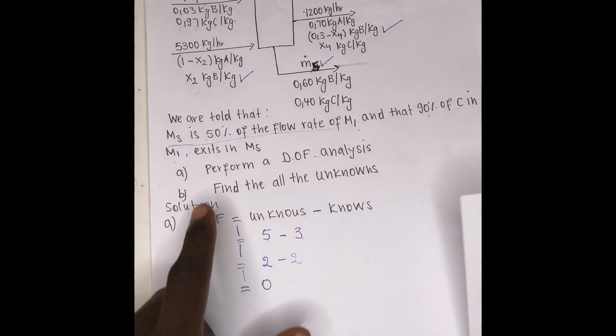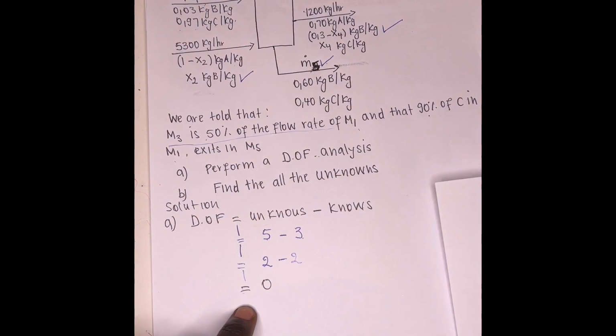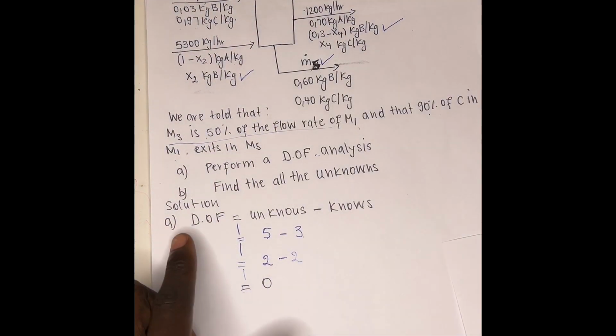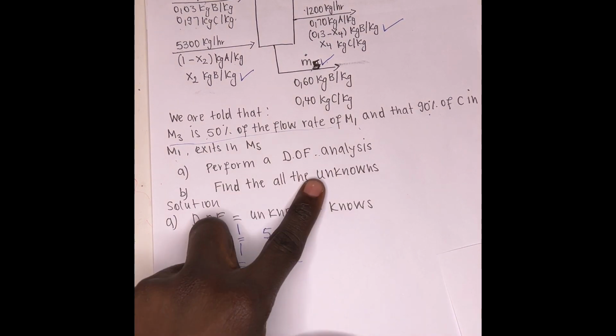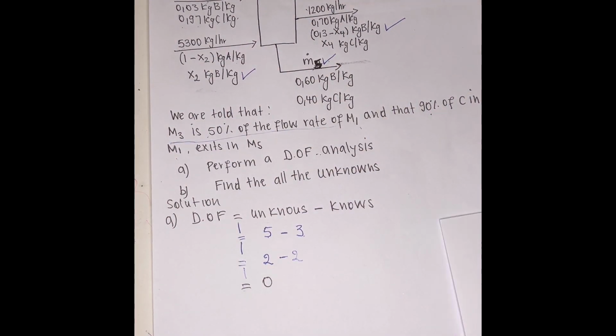Okay, the first question asked us to perform the degree of freedom analysis. This is the answer we already found, and then you got your full mark. Now the second question is to find all the unknowns. It means they ask us to find what I already underlined. The question becomes easy, guys.